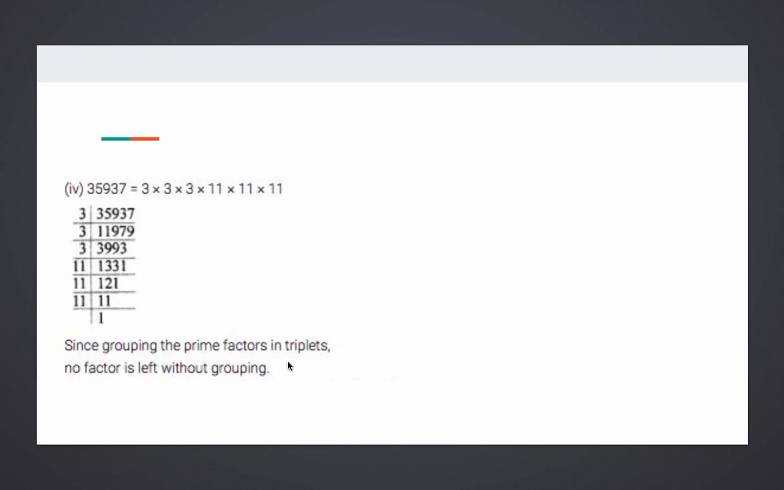Yes, grouping is there, triplets are there, no factor is left. So is it a perfect cube? Yes, my dear student. What is the number whose cube is this? From here I get 3 and from here I get 11. So 3 into 11, 33. So yes, this number is a perfect cube and it is the cube of 33. Clear, students? So like that we have to do question number 2.